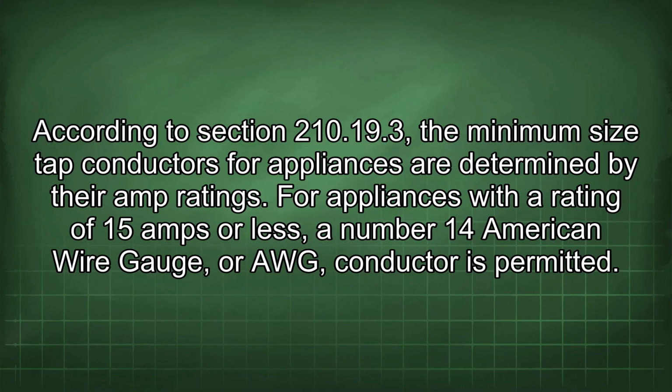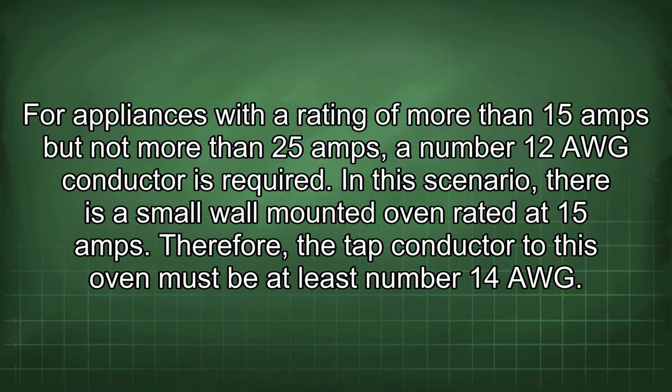According to section 210.19.3, the minimum size tap conductors for appliances are determined by their amp ratings. For appliances with a rating of 15 amps or less, a number 14 American Wire Gauge, or AWG, conductor is permitted. For appliances with a rating of more than 15 amps but not more than 25 amps, a number 12 AWG conductor is required. In this scenario, there is a small wall-mounted oven rated at 15 amps.